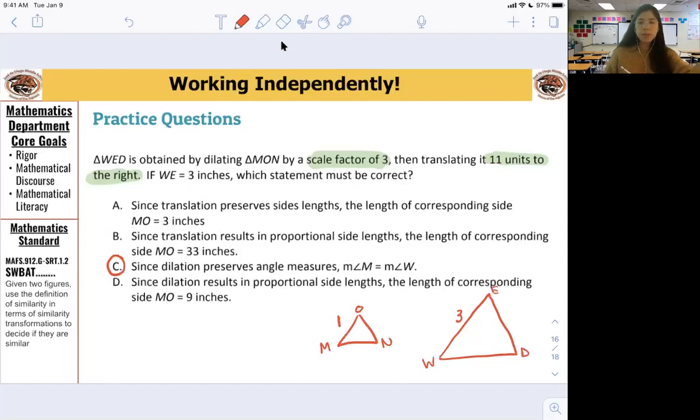Because 3 times 1 is 3. We know that the scale factor is 3. Now, does translating make it grow? Will translating make it bigger?